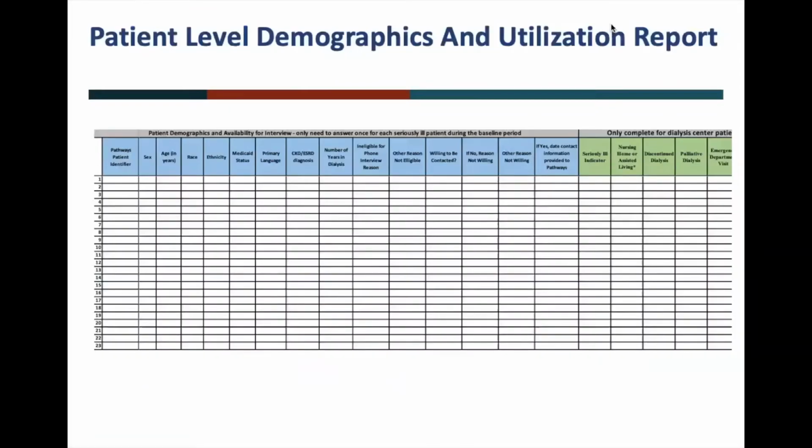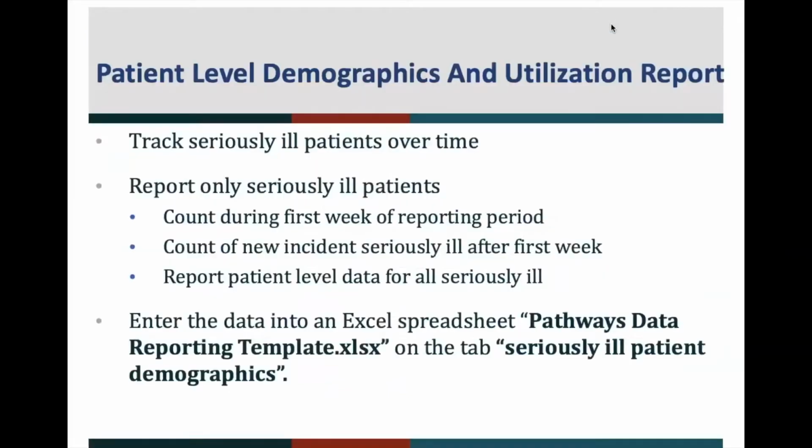Now we're going to talk about the patient level demographics and utilization report. This is for us to track your seriously ill patients over time for the 3 months that you are reporting data on those patients. This isn't facility level, this is for each seriously ill patient.